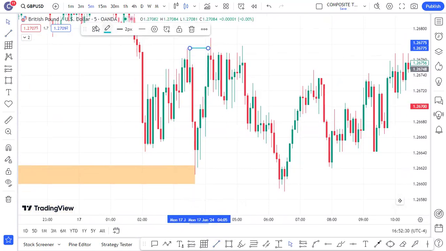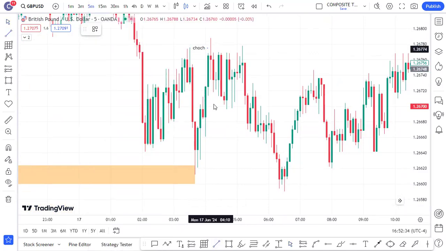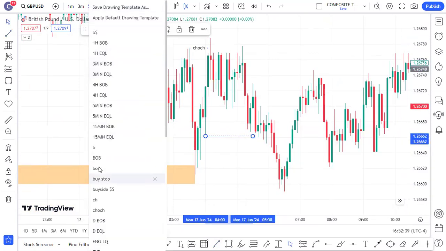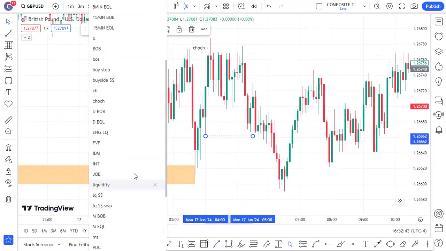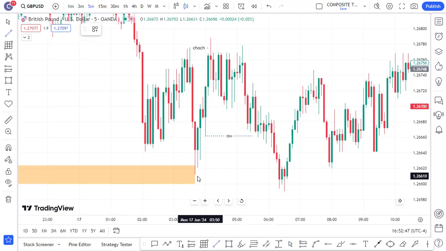This was the change of character. Change of character was here. And it was the inducement, the low. It caused the high. This is my inducement. And you can see after the inducement was taken out, I did not have what? I did not have another block here. Below here, there's nothing. So I did not take that buy.